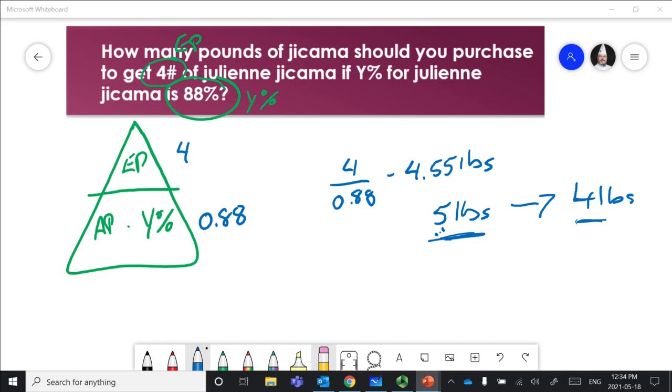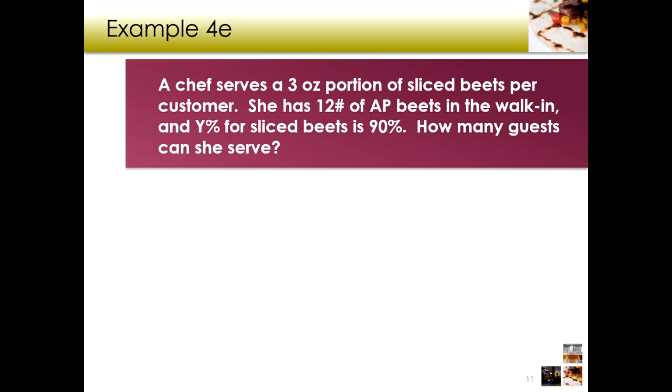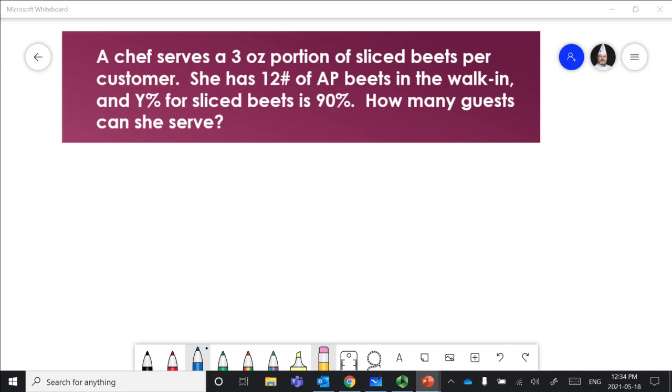Next example I have here is a chef serves a 3-ounce portion of sliced beets per customer, and she has 12 pounds of sliced beets, or 12 pounds of as-purchased beets in the walk-in, and the yield percentage for the sliced beets is 90%. How many guests can she serve? Okay, so this is a little bit more complicated, but it is a real world situation, right?